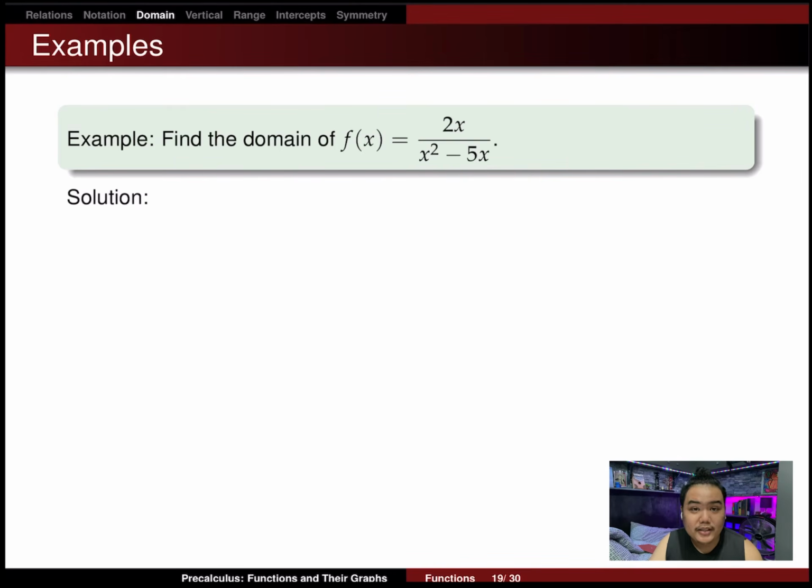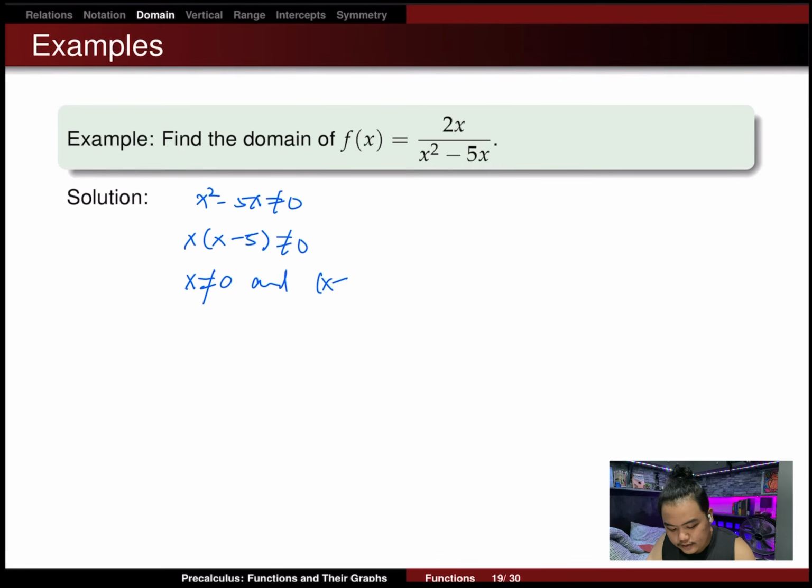Of course, the denominator cannot be equal to 0. So, x squared minus 5x is not 0. You can actually compute for the values of x that will make it 0, and then exclude that. So, x is not 0 and x minus 5 is not 0.